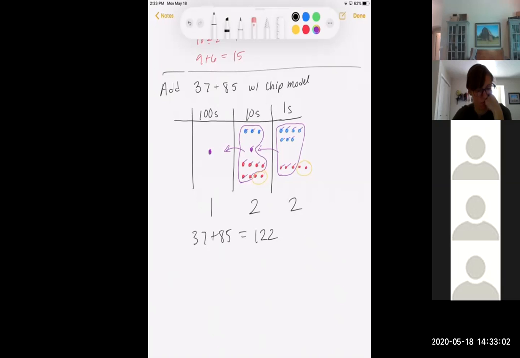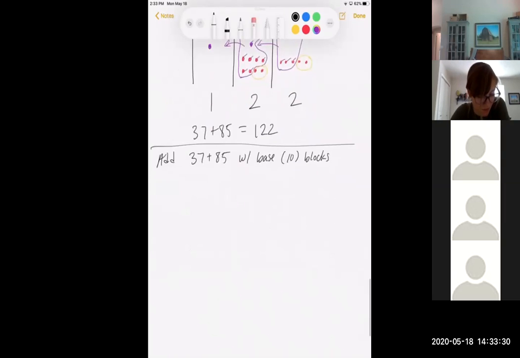So there's the example of the chip model. I'm going to go ahead and add 37 plus 85 with base blocks. Now we call them base blocks, but you can call them base 10 blocks because we're going to work in base 10 now. Okay, so I call them base blocks, or at least the book does.